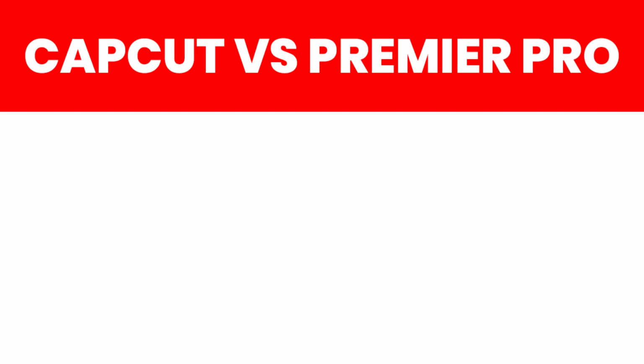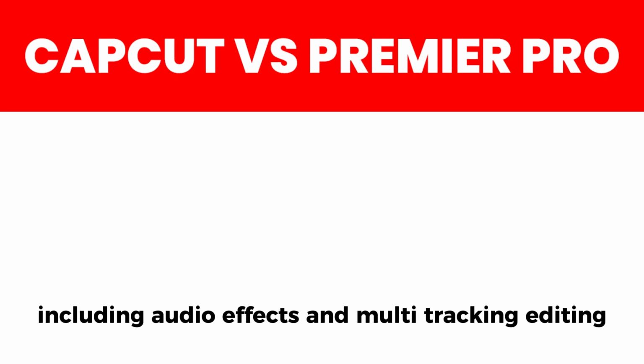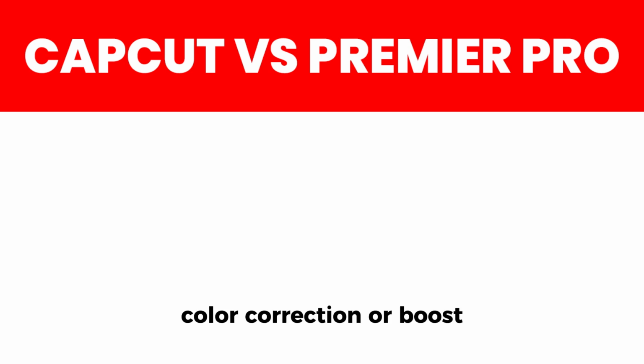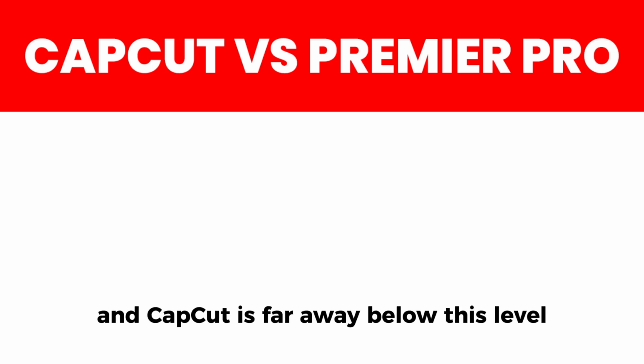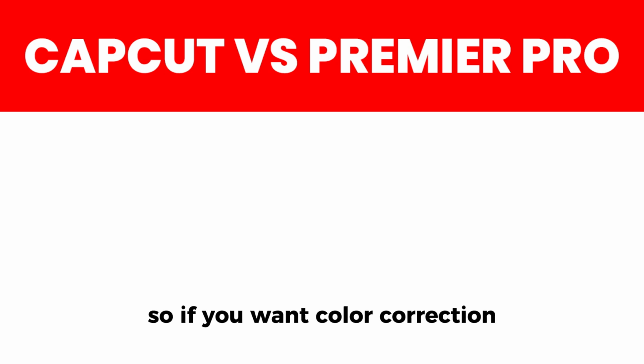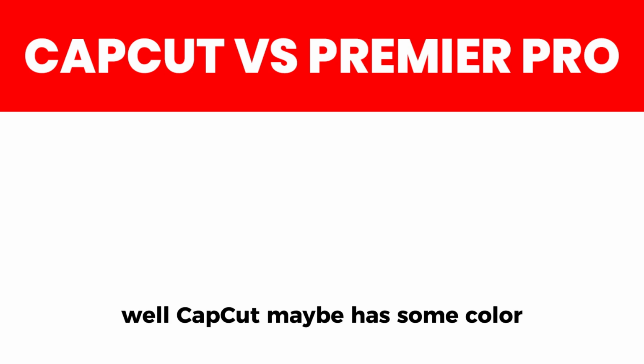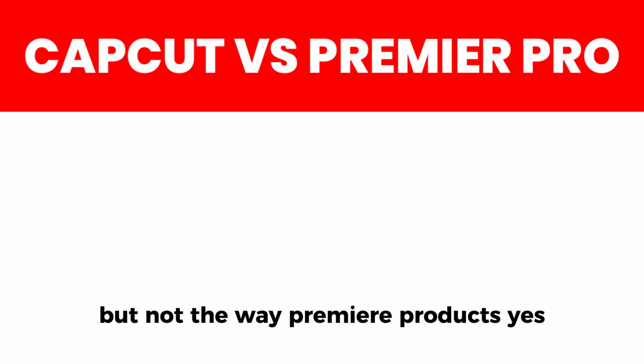That's nice. Audio editing. Advanced audio tools including audio effects and multi-track editing. Color correction, robust color correction and grading tools for cinematic results. And CapCut is far below this level. If you want color correction, CapCut maybe has some, but not the way Premiere Pro does.